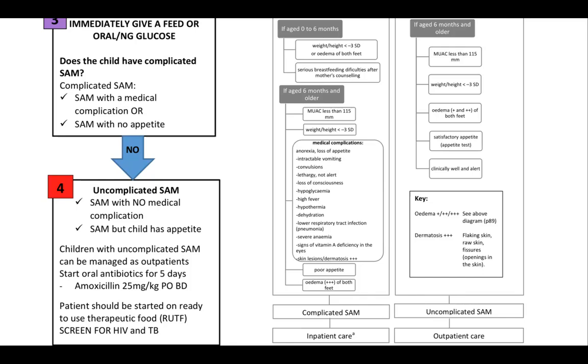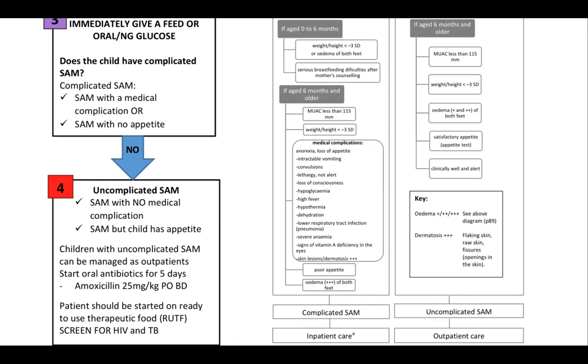So SAM with no medical complication, SAM but the patient has appetite. This kind of patient we can manage as outpatient, and we can consider oral antibiotic with amoxicillin for 5 days. And the patient should be started on ready-to-use therapeutic food, RUTF, which is bumpy nut. And since we don't have it in Nixon Hospital, we can use Benamix or Picimix instead.